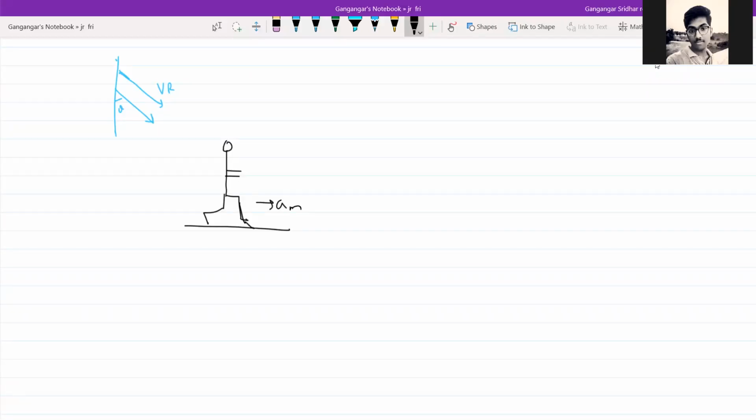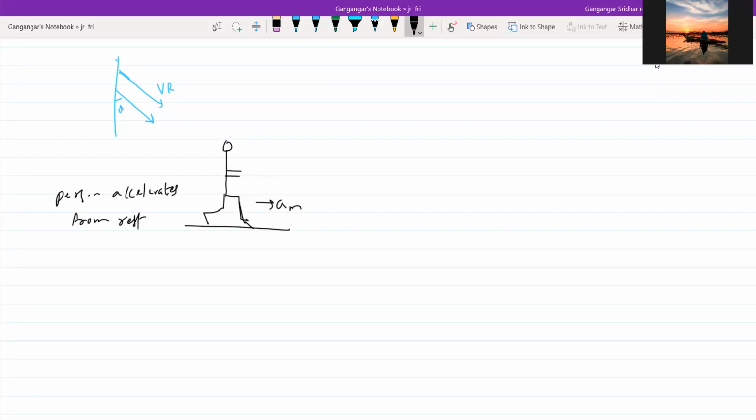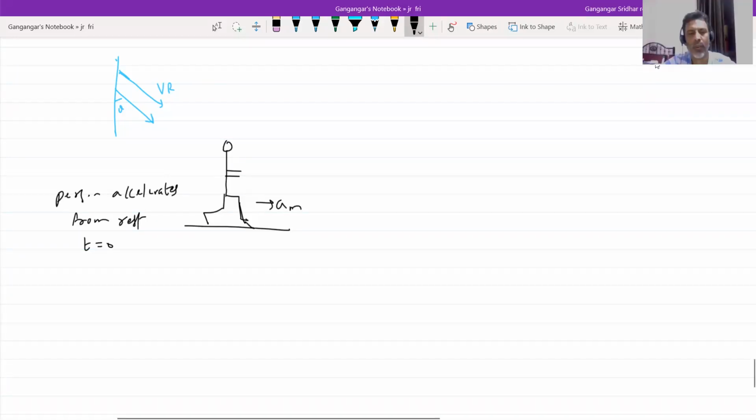Let the acceleration of the man be am. So he accelerates from rest. The person accelerates from rest at t equals 0. The rain is pouring at an angle. So what is the velocity of rain with respect to man?